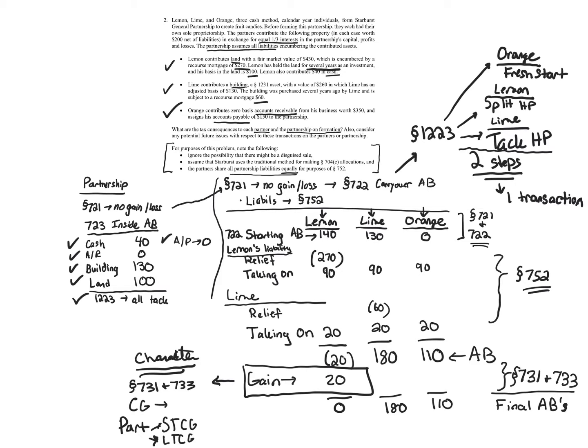And because of Lemon's split holding period, the portion that relates to the land gets long-term. The portion that relates to the cash gets fresh start, which is short-term because we haven't started counting yet because it's all the same day. We have a $20 partial short-term, partial long-term capital gain. The ending basis is 0, 180, and 110 for the owners, and that ends their adjusted basis. And that's the consequences to the parties.